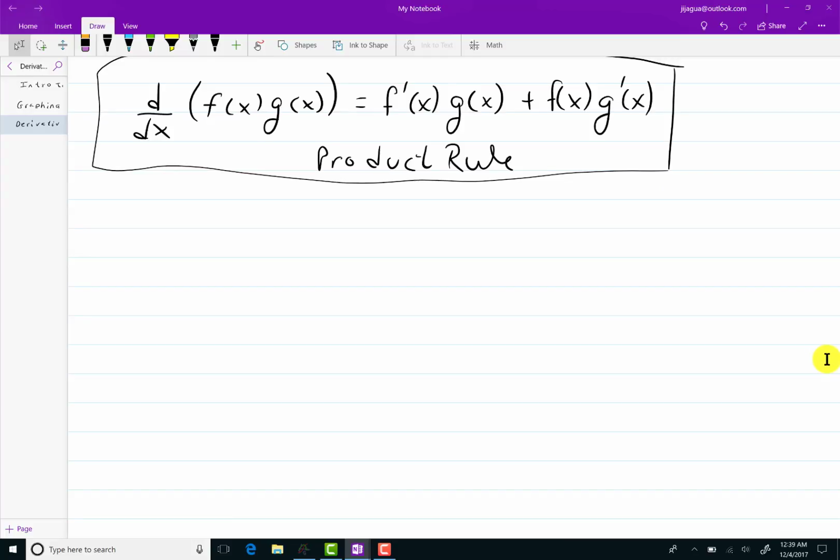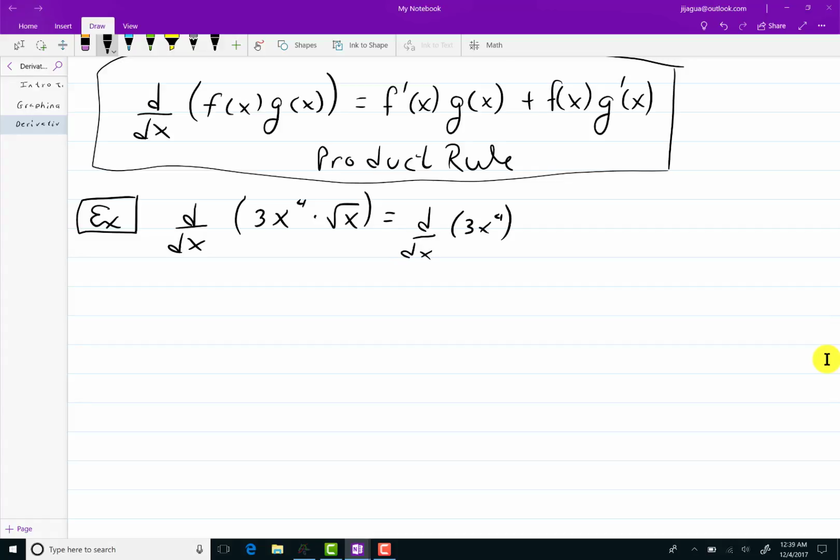Let's see, as an example, what is the derivative of 3x to the 4th times the square root of x? Well, according to the rules that we have, I need to take the derivative of 3x to the 4th, but I leave radical x alone. Then I leave 3x to the 4th alone and take the derivative of radical x.